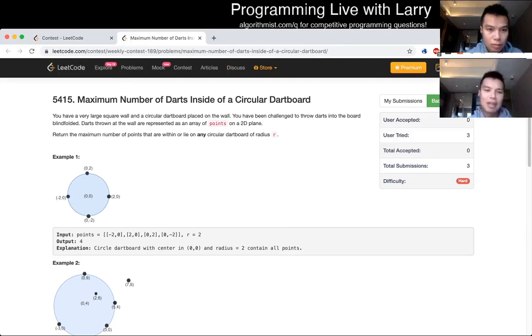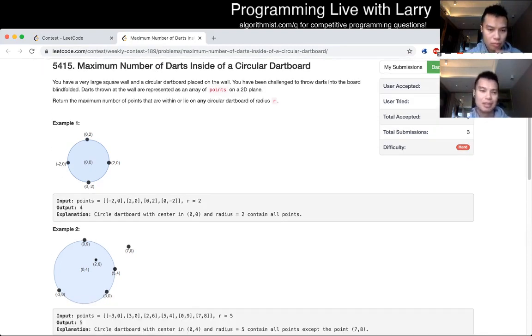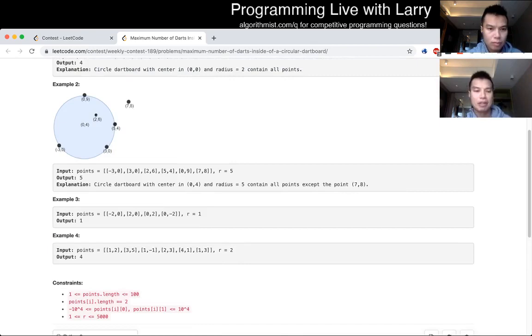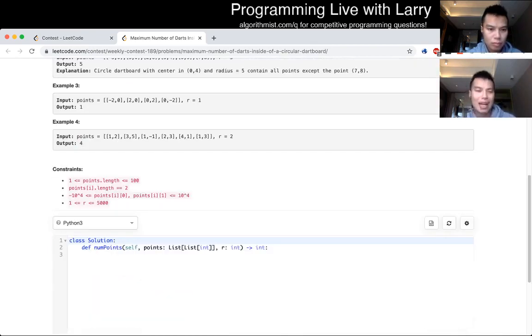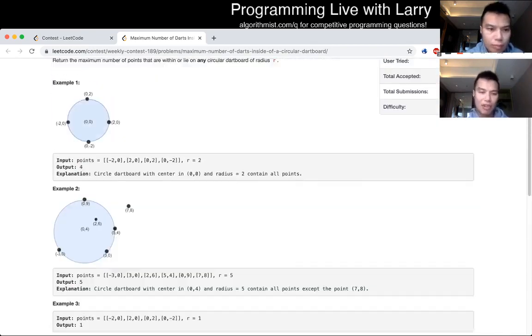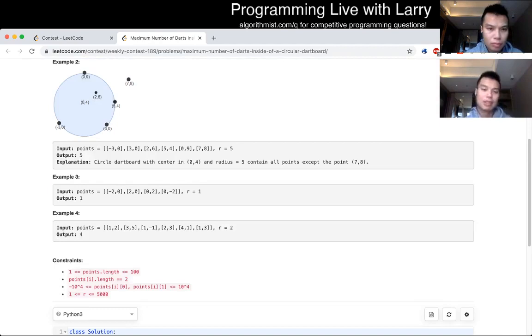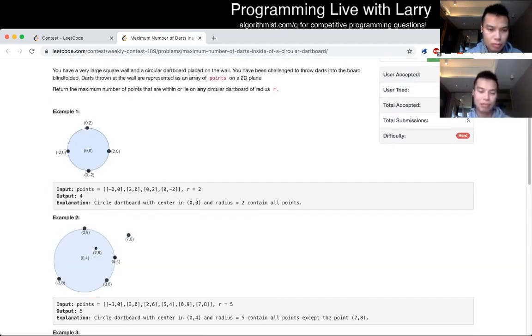Q4, maximum number of darts inside a circular dartboard. This one is kind of sad because I've solved this problem before. So when I saw this problem, I knew how to do it immediately. I was like, okay, it's n cube, well, n cube times n, so it's n to the fourth for me. And that's basically brute force.